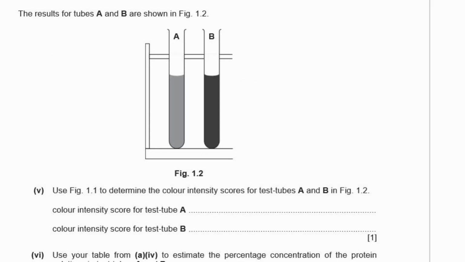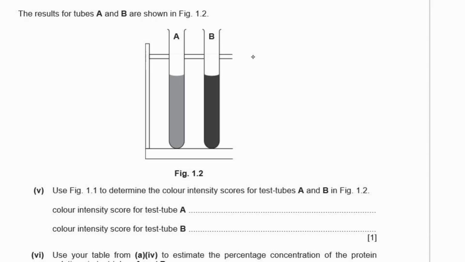The results for A and B are shown in figure 1.2. So 5, use figure 1.1 to determine the color intensity scores for test tubes A and B in figure 1.2. Now this is easier to do when you have the paper right in front of you, because you can put them right next to each other.